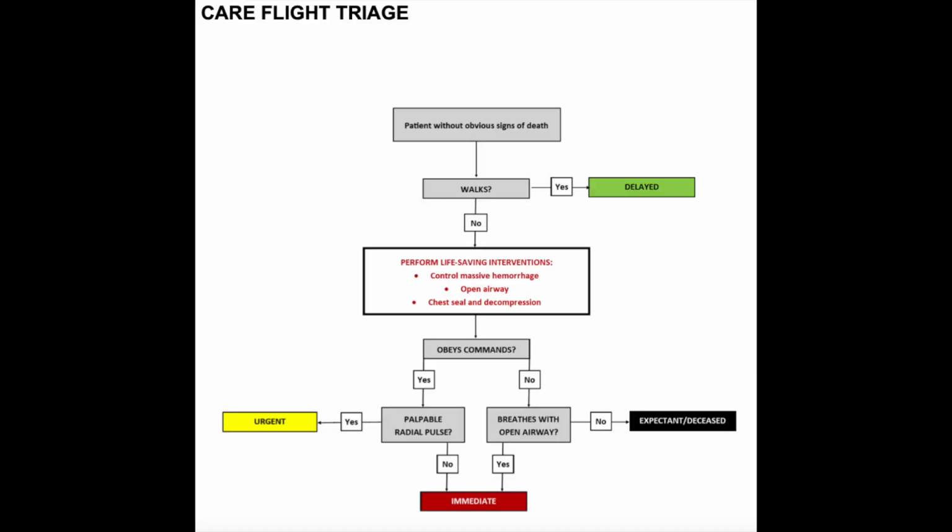This diagram is a breakdown of the Care Flight Triage system and provides a step-by-step process for us to follow and criteria for us to use when we're sorting patients into the categories we've already been familiar with from the past, with a green patient being a delayed patient, yellow patients being urgent, the red patients being immediate, and the black patients being expectant or deceased.